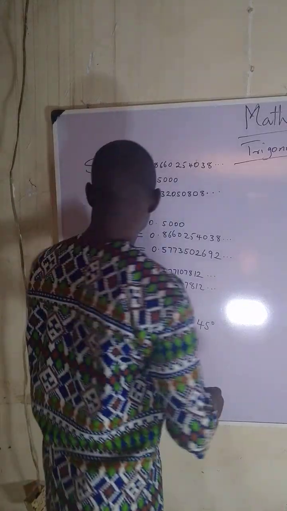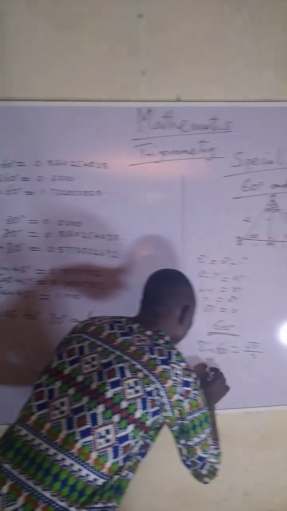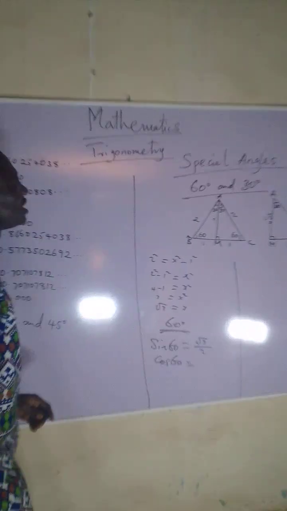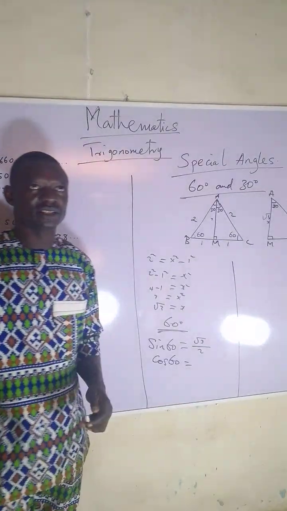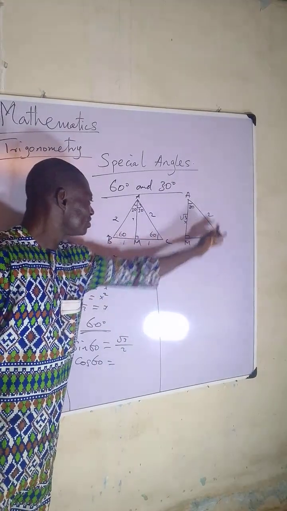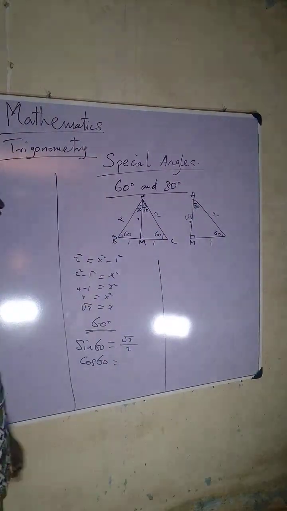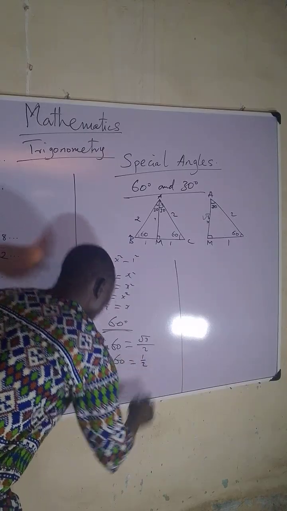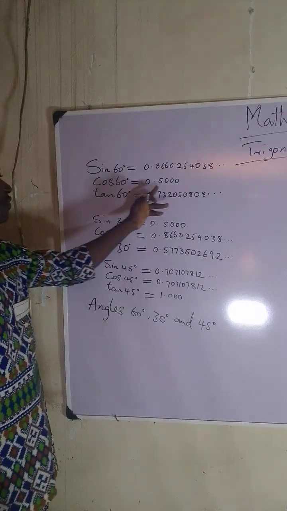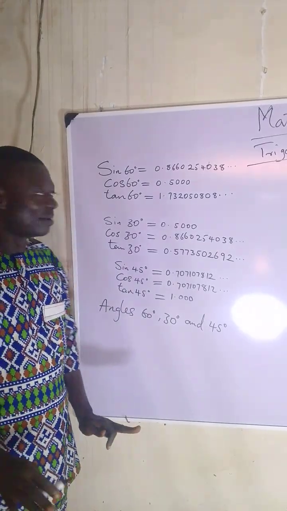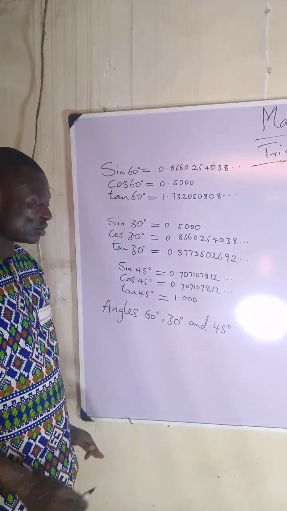Alright, the next one is cosine 60 degrees. To get cosine 60 degrees, which is adjacent over hypotenuse, that means we are going to have 1 over 2. Actually, 1 over 2 is the same as 0.5, which is the number we have here. That one has an end, but others do not.